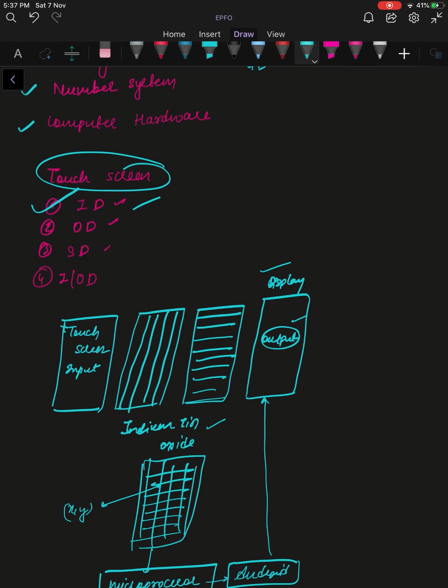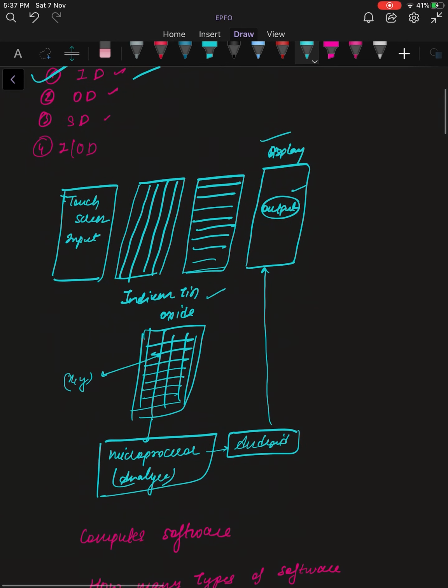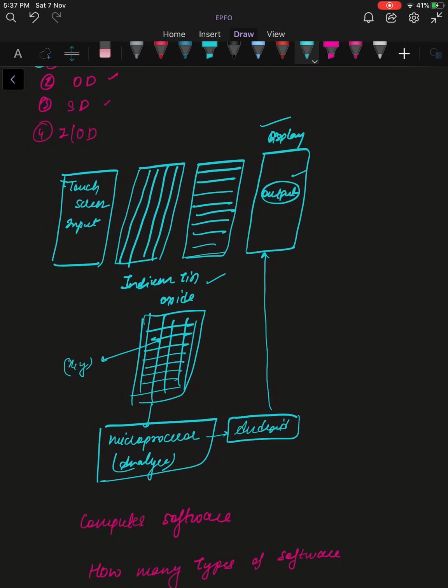For example, there was a question in the examination: touch screen, whether it is an input device, output device, storage device, or input and output device. So it was an input device. Let's see how it functions. So there is a touch screen. We give an input, we touch the screen, and below the touch screen there are two screens, and that is made up of indium tin oxide. So it's made up of indium tin oxide, and when it is placed above each other, it feels like that.